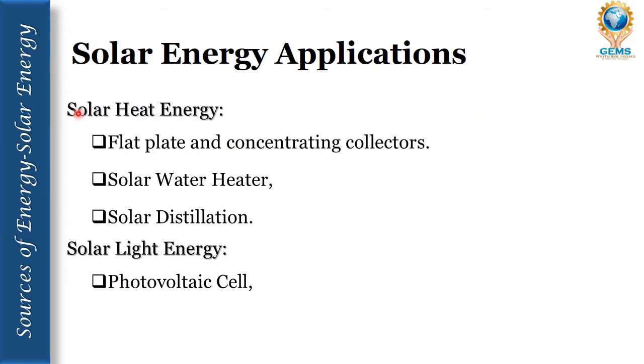Now let's come to the solar energy application. It's one type of renewable energy application. Under the solar, we are going to use two types of energy. From solar, we are going to use heat as an energy and light also as one form of energy. From solar heat energy, we are going to use flat plate and concentrating collectors, solar water heater, solar distillation, and from solar light energy, we are going to have the solar photovoltaic cell.